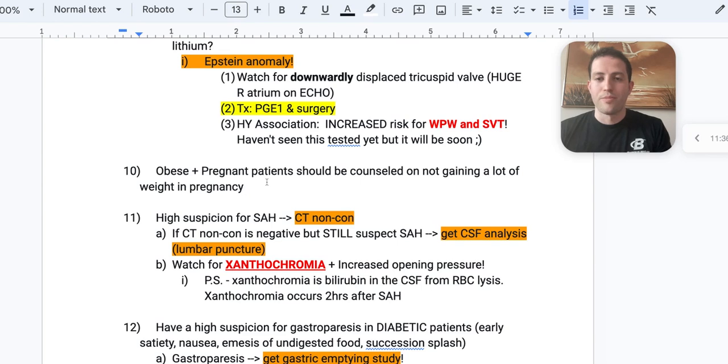All right, halfway there. Number 10, if a patient is obese and pregnant, you want to keep in mind that you should counsel the patient on not gaining a lot of weight in pregnancy. This sounds kind of like aggressive or something that would be a touchy subject, but for the USMLE, they really want you to know that if your BMI is over 30, you should not be gaining a massive amount of weight during pregnancy. And a lot of students are not going to memorize all the exact weight cutoffs of how much you should gain based upon your BMI.